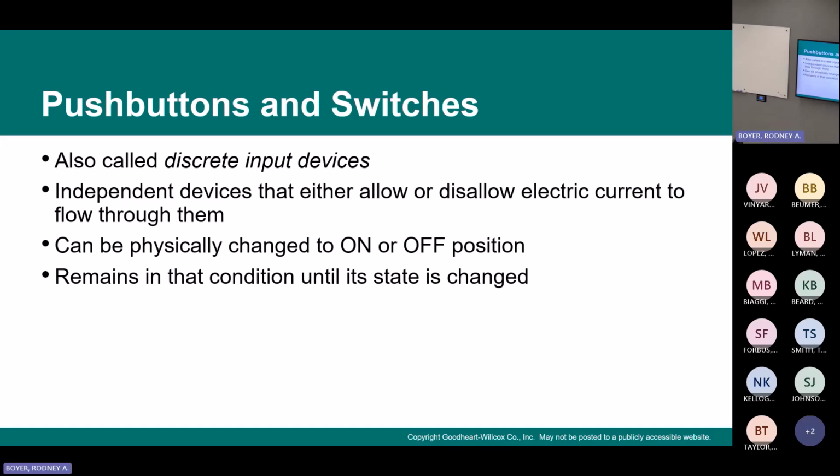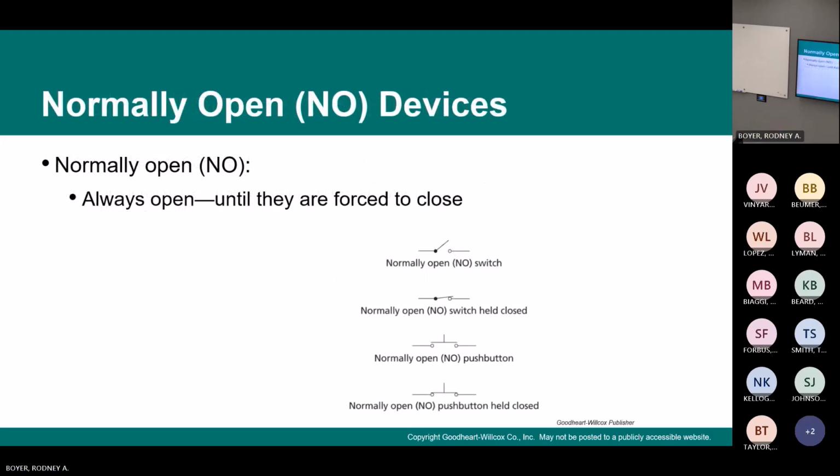Push buttons and switches, like all devices on a schematic, are drawn in their de-energized position unless otherwise noted. Normally open, always open until they're forced to close. The top is a normally open switch, a normally open switch held closed. And then the bottom one is a normally open push button held closed.